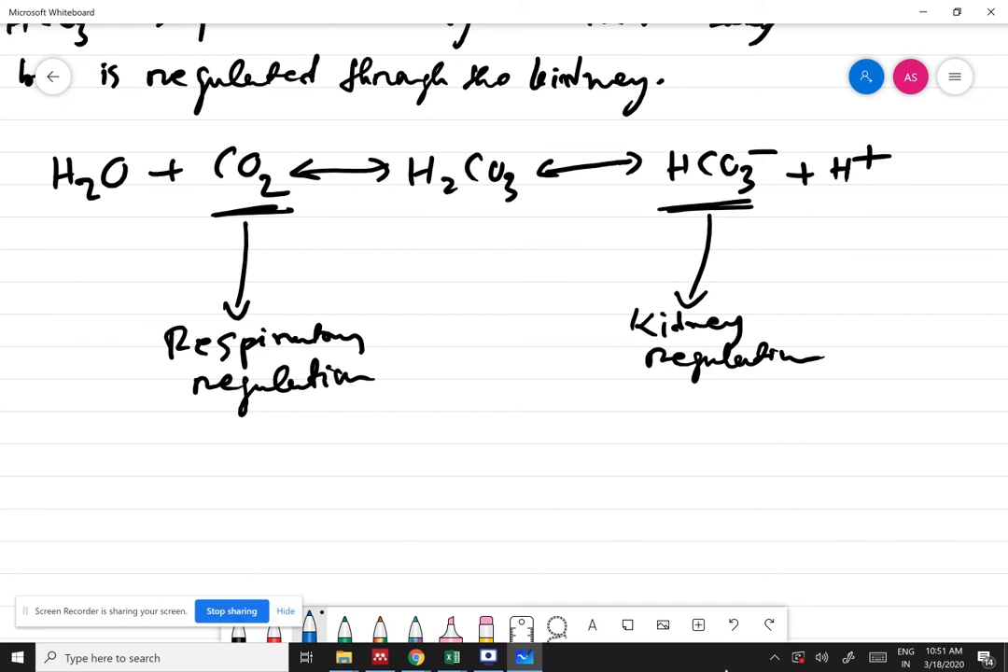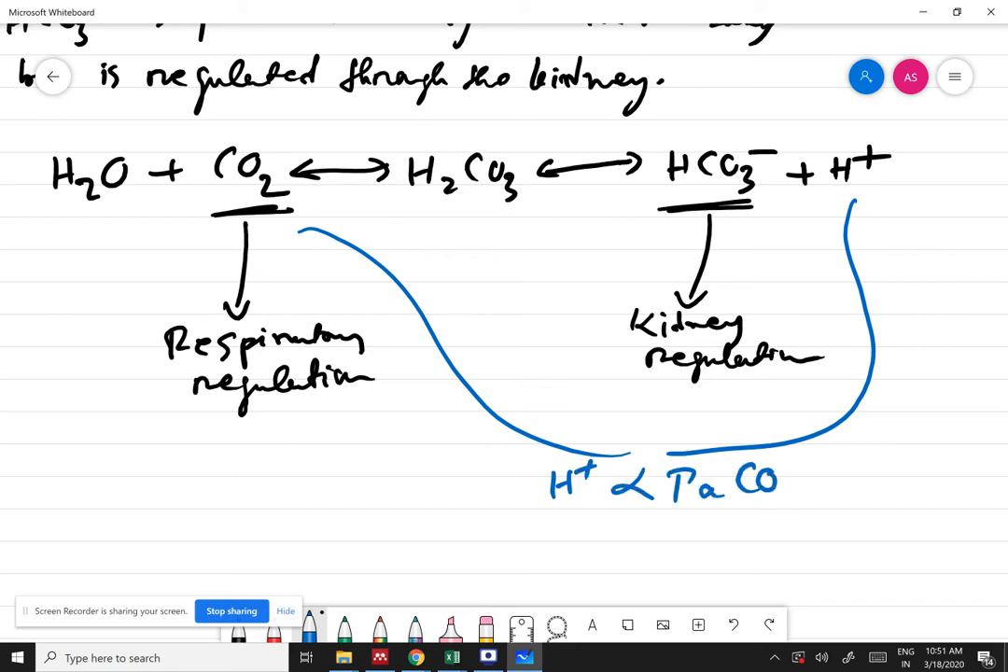If PaCO2 goes up, H plus also goes up. So H plus is directly related to PaCO2. H plus will go up if carbon dioxide goes up. This also means that carbon dioxide is responsible for the acidity of the blood. The more carbon dioxide in the body, the more acidity of the blood.